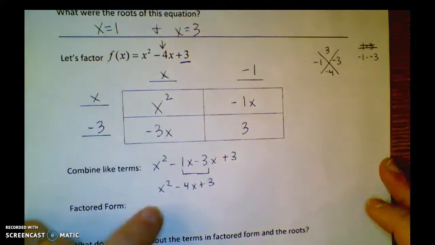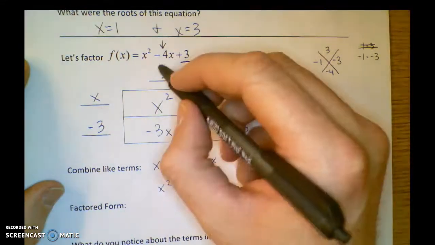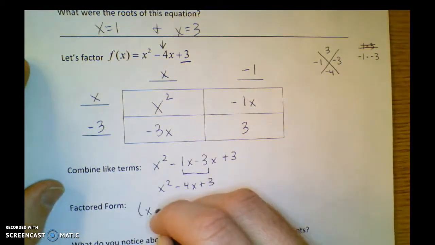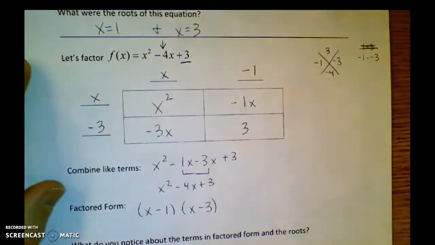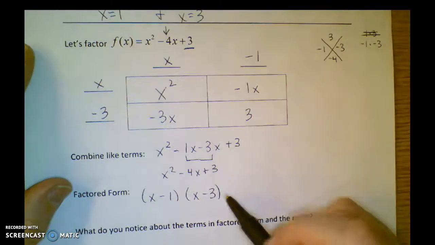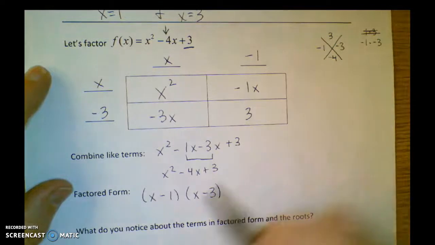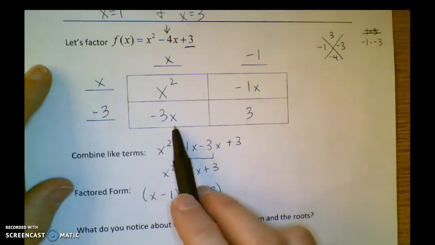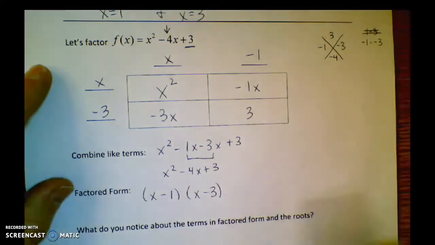The two factors that we can multiply together to get to this guy come out of our little box, and they're the numbers on the top and the numbers on the side. And I'm going to write them inside of parentheses. So the factored form of this equation is these two numbers multiplied together. So it becomes x times x, which is x squared, x times -3, which is -3x, -1 times x, and then -1 times -3.